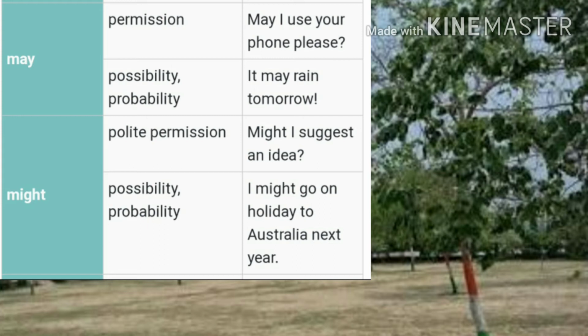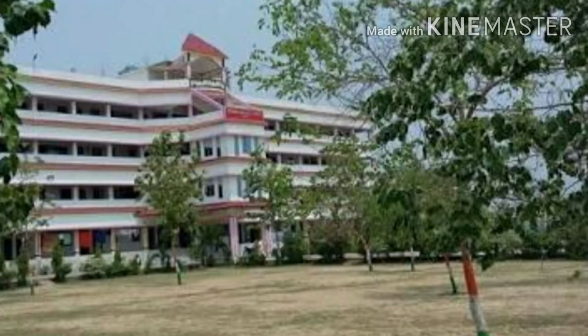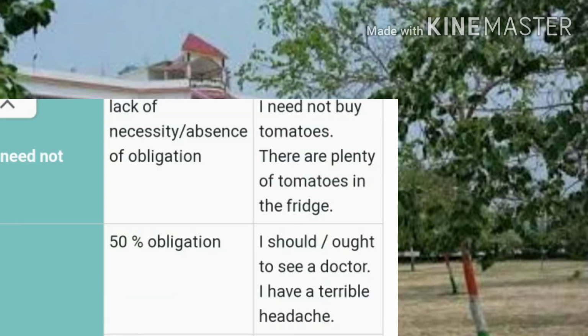Understood? Then is need not. Need not is used for lack of necessity, absence of obligation. Understood? That means, I'll give the example, I need not buy tomatoes. There are plenty of tomatoes in the fridge, so why to buy another? Then should or ought to. Should and ought to are used for 50% obligation or to give advice or for logical conclusion.